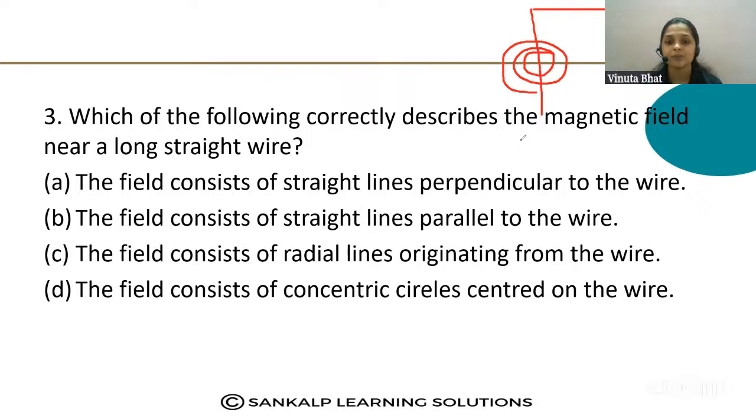That is a concentric circle centered on the wire. So this is centered on the wire. So the correct option is option D.